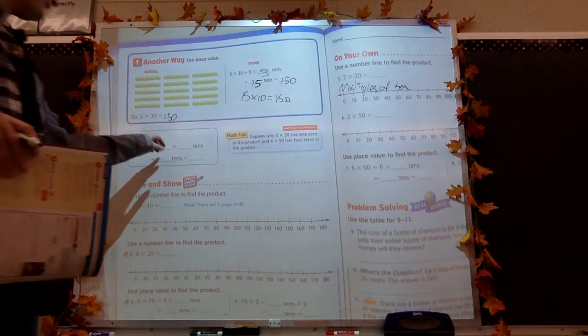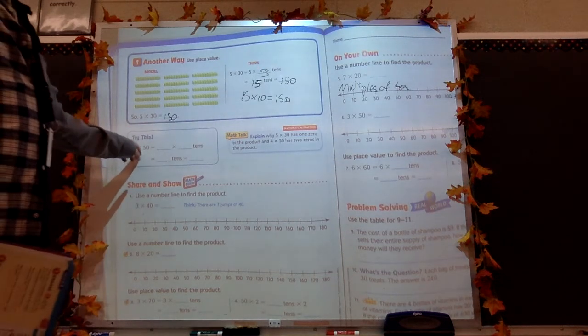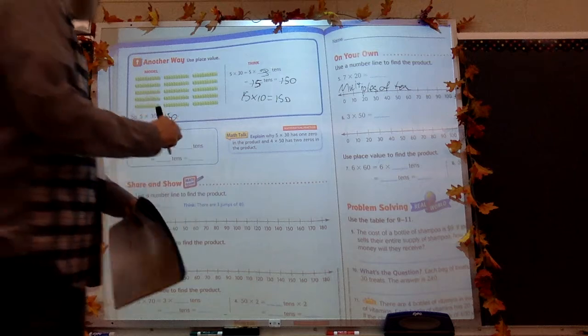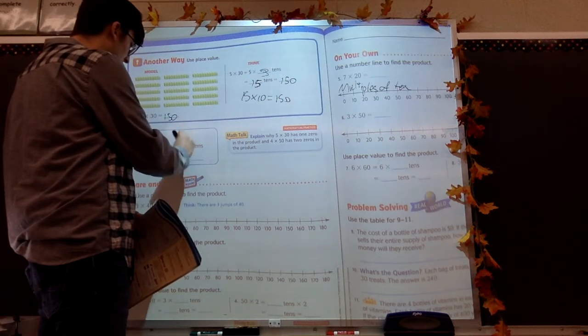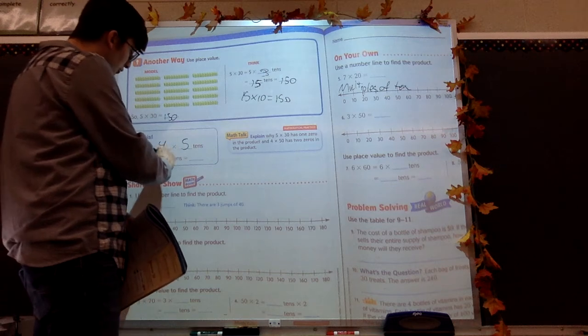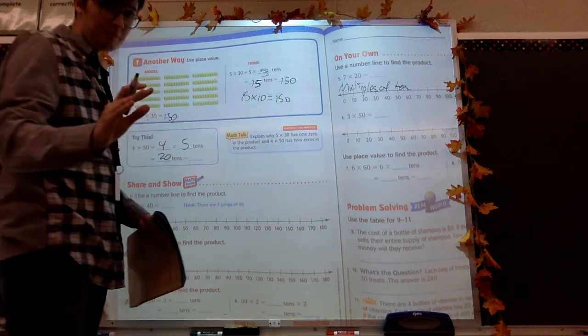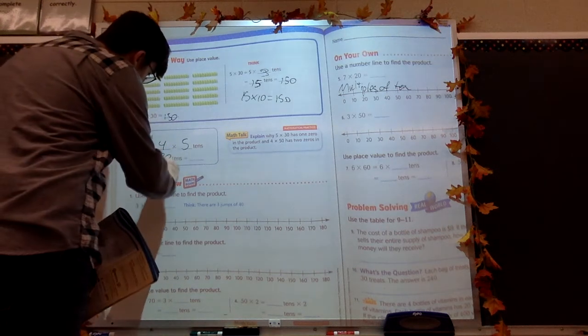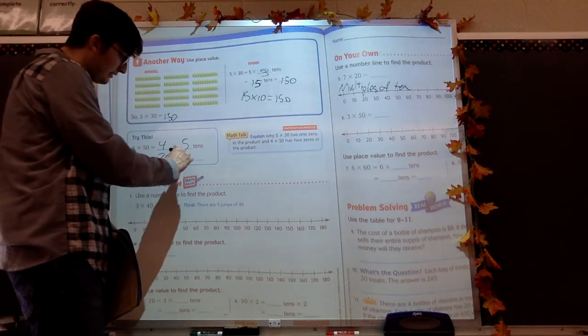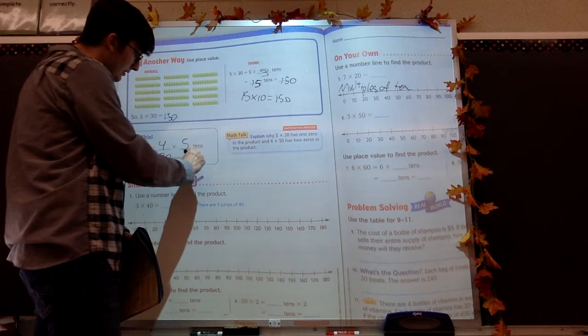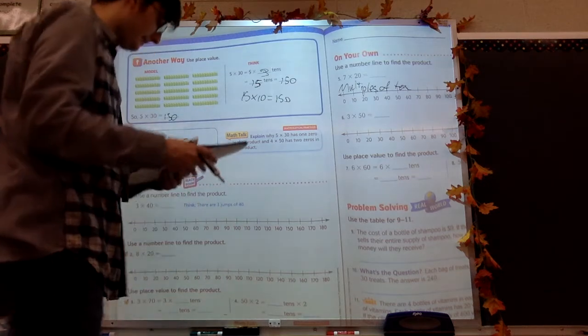They want us to try it down here. They have 4 times 50. So that would equal 4 times 5 tens, and that would equal 20 tens, which is basically saying 20 times 10. And since we're just taking that 0 and adding it to the end of 20, we get 200.